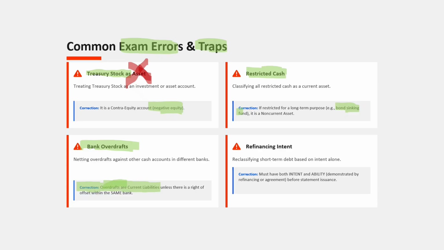The other one is the refinancing intent. On the previous slide, remember the company had an $800,000 current debt, but they were able to refinance it before the balance sheet date. So we moved it from current to non-current. Sometimes they do not show both the intent and the ability to refinance it on the exam, so make sure that you see both ability and the intent to show it.